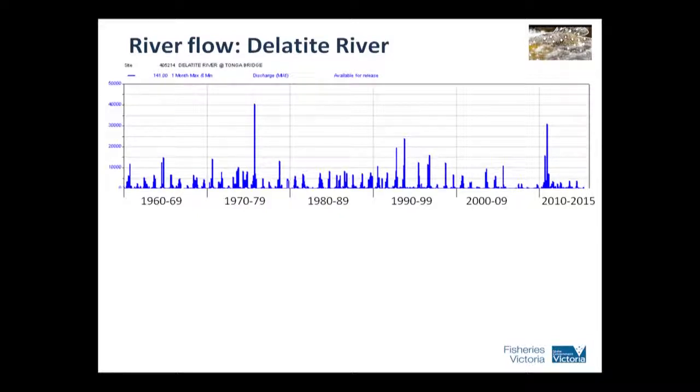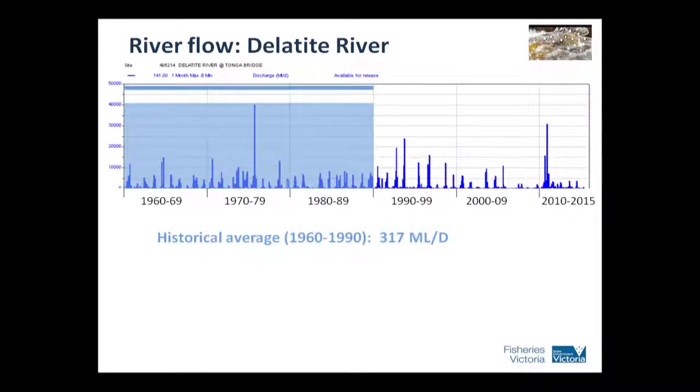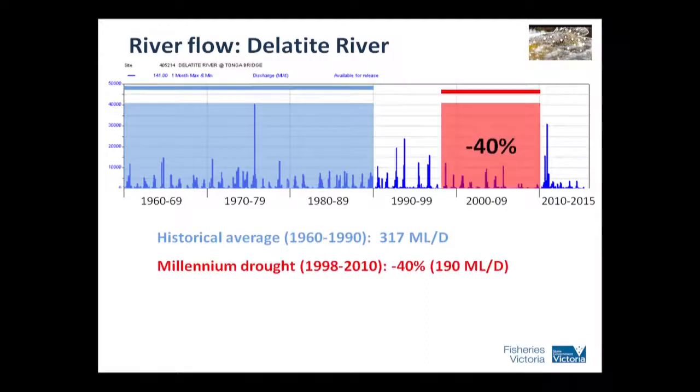But what we can see is that each of these little blips here is a winter. And so there's some really wet winters, like back here in the mid-70s, and more recently in about 2010, but there's also some really dry winters as well. Well, you can say, what's the historical average? And we as scientists often use this period, 1960 to 1990, as a historical average period, a reference period. And we can see that there's about 320 megalitres a day on average going down the river in this time period. What's happening more recently?